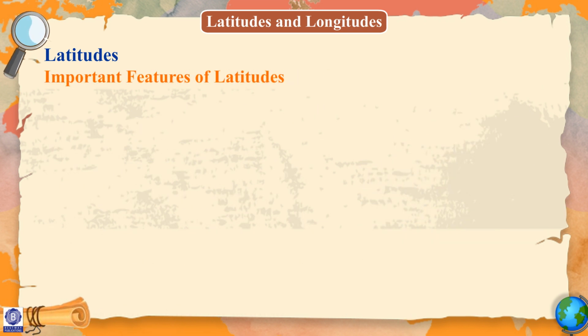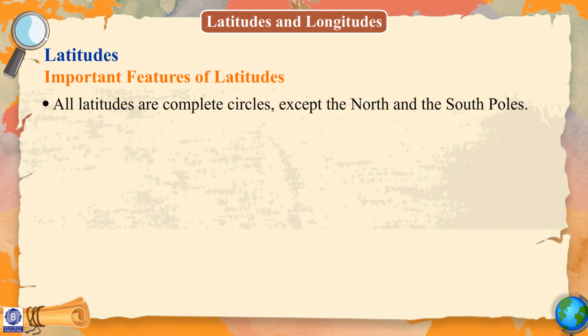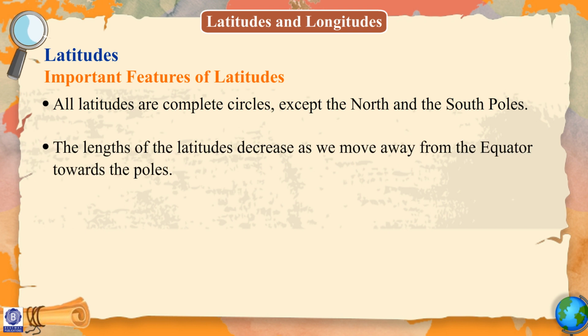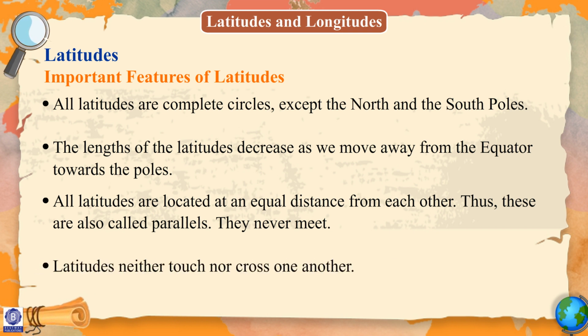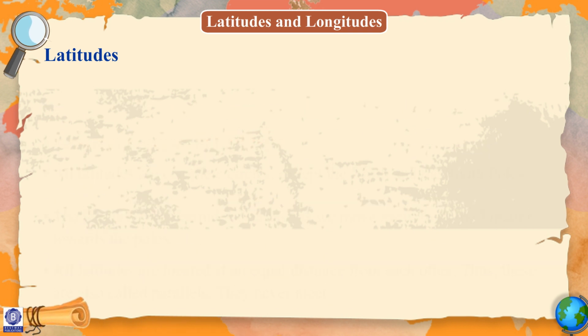Important features of latitudes. All latitudes are complete circles except the north and the south poles. The lengths of the latitudes decrease as we move away from the equator towards the poles. All latitudes are located at an equal distance from each other. Thus, these are also called parallels. They never meet. Latitudes neither touch nor cross one another.